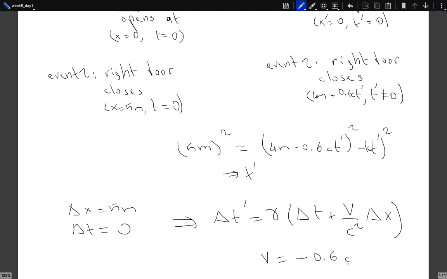You see, just how do you interpret this thing? Delta x is the distance measured in the other reference frame, in the reference frame of the garage. Delta t is the time measured in the reference frame of the garage. V is the velocity of the other reference frame, that is the reference frame of the garage. The garage is moving with a speed minus 0.6 c. Yeah, this would be easier. But both of them should give the same answer.